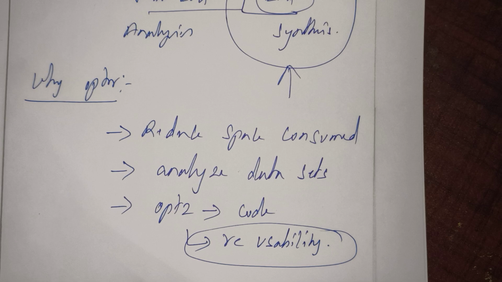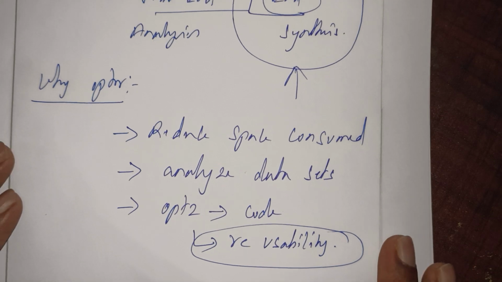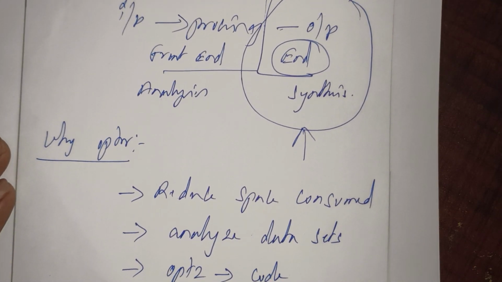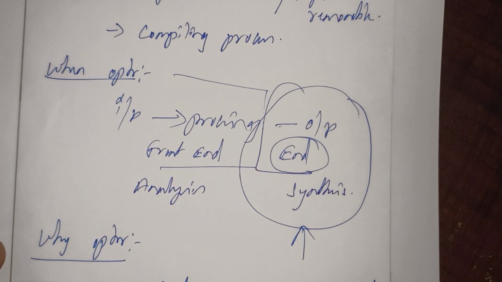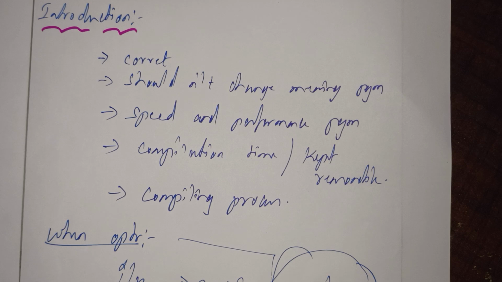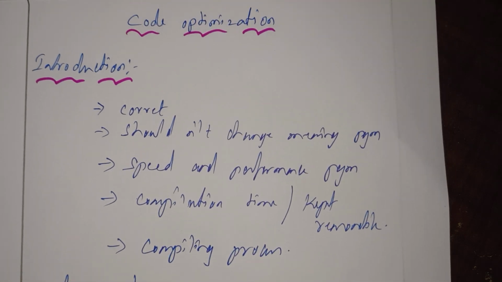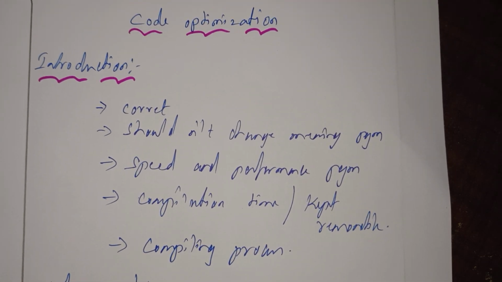We have types of code optimization, that is the principal source of optimization, and we can call it peephole optimization. These are the techniques involved in each and every aspect of why the optimization technique has been adopted, when the optimization techniques are adopted, and what all the benefits you can get, right? So this is all about the introduction part of code optimization. Thank you.